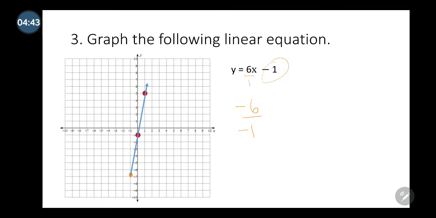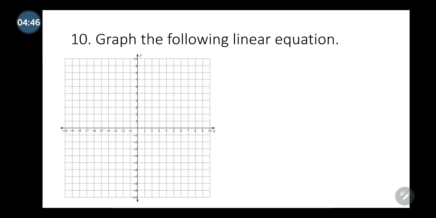Okay, now let's look at number 10. Graph the following linear equation: 5x plus 4y equals negative 20. Now here's the problem. It's in standard form. I've got to convert it to slope-intercept form. To do that, the first thing I want to do is subtract 5x from both sides. That's going to leave me with 4y on the left side and negative 5x minus 20 on the right side. We really want to focus on writing this in the correct form.